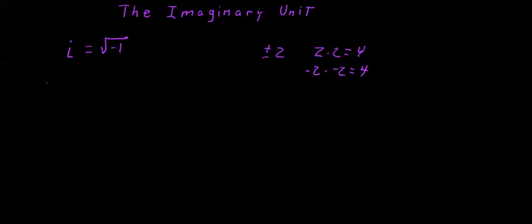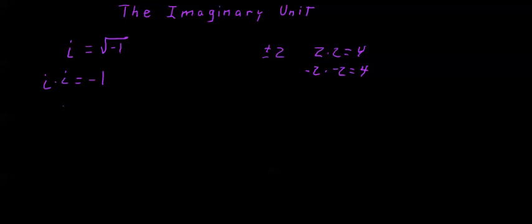Well, by the same token, the reason i is the square root of negative 1 is i times i is equal to negative 1. So i is the square root of negative 1. i times i must equal negative 1.